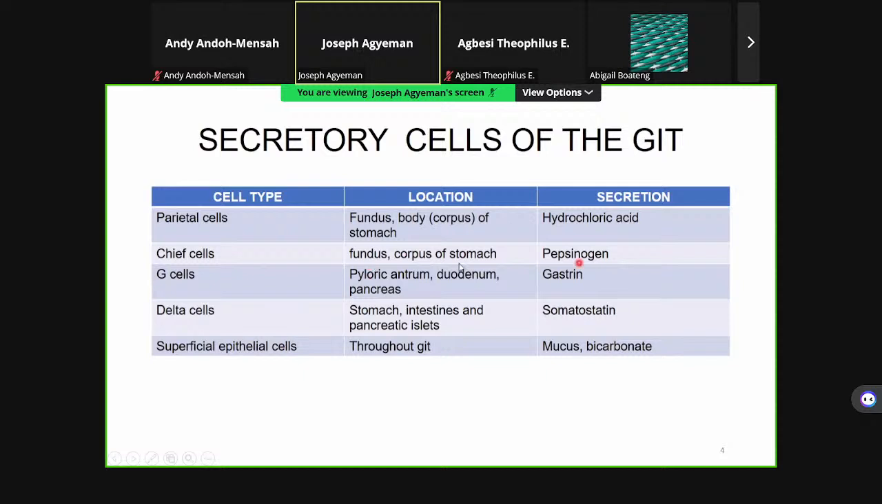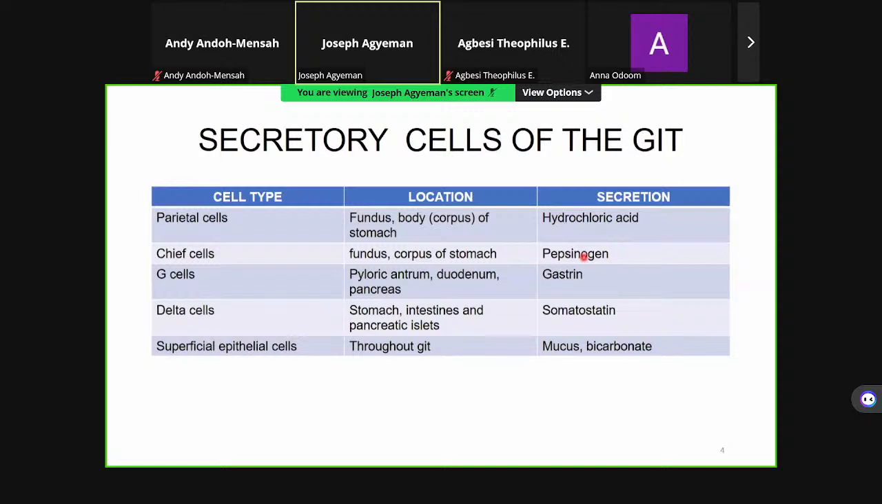Chief cells will secrete pepsinogen. One of the functions of hydrochloric acid is to provide optimum pH for enzymatic action and also to activate proenzymes. Pepsinogen is a proenzyme. This is not active. Before it can be active, it demands that hydrochloric acid should be around so that it will convert this inactive form to the active form called pepsin. So in the presence of hydrochloric acid, the inactive pepsinogen is converted to pepsin.